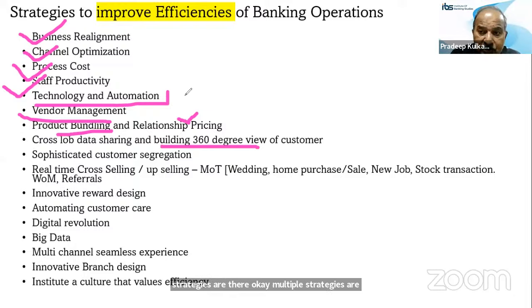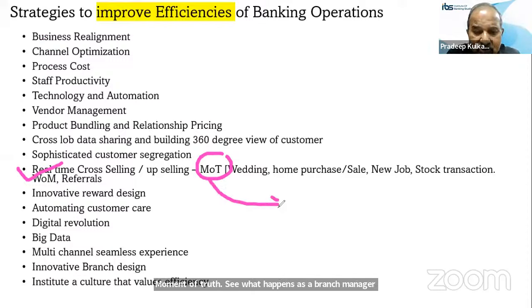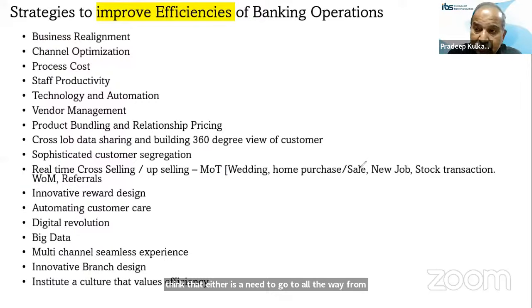The most important strategy amongst all is real-time cross-selling. Moment of truth. See, as a branch manager, you need to understand. Let us say you are a branch person. You attend a customer's marriage and greet the customer. You see the kind of bond that gets developed between you and the customer. But if you think, why is there a need to go all the way from home and attend the marriage, then what happens? For him, that was a significant moment.